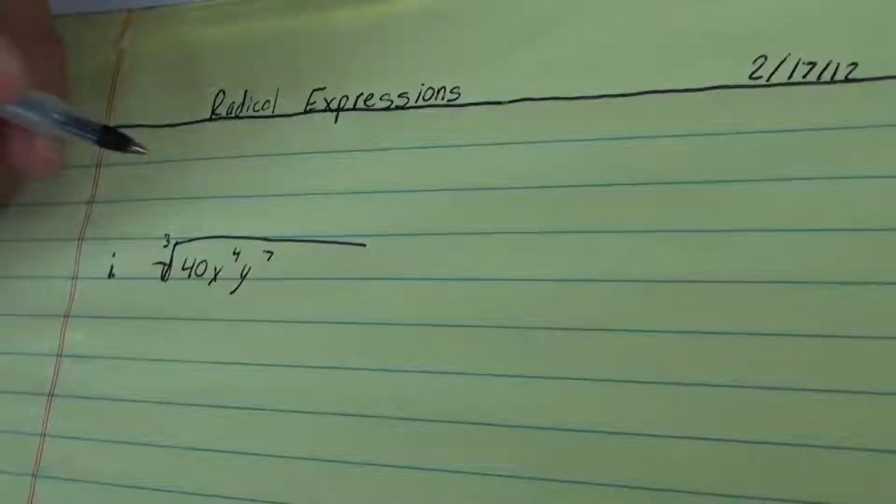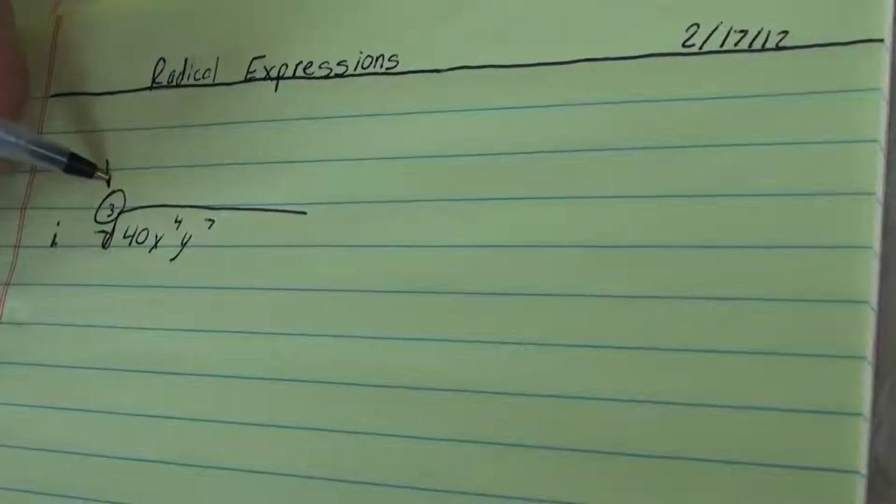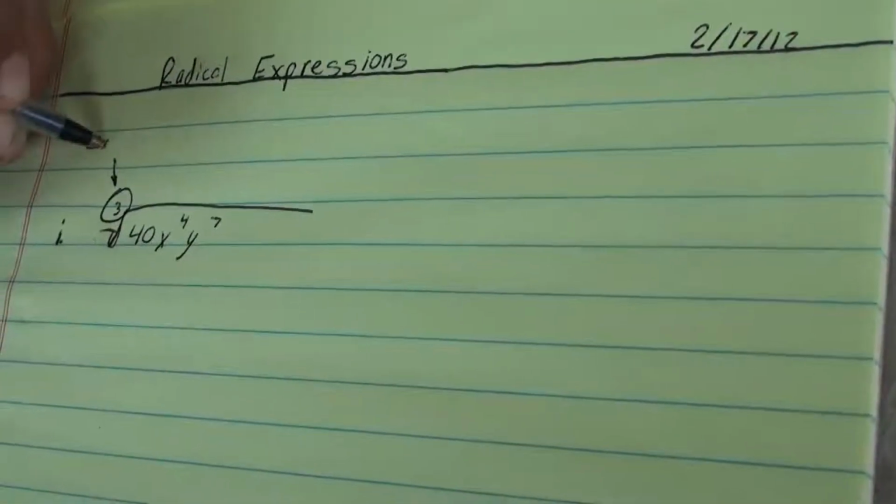Okay, so first let me teach you some vocabulary terms before we go on with this problem, because these terms are something you gotta know in order to solve them. So right here, this is called the index. The index tells us how many x's or y's or the prime factors of 40 we're allowed to take out.